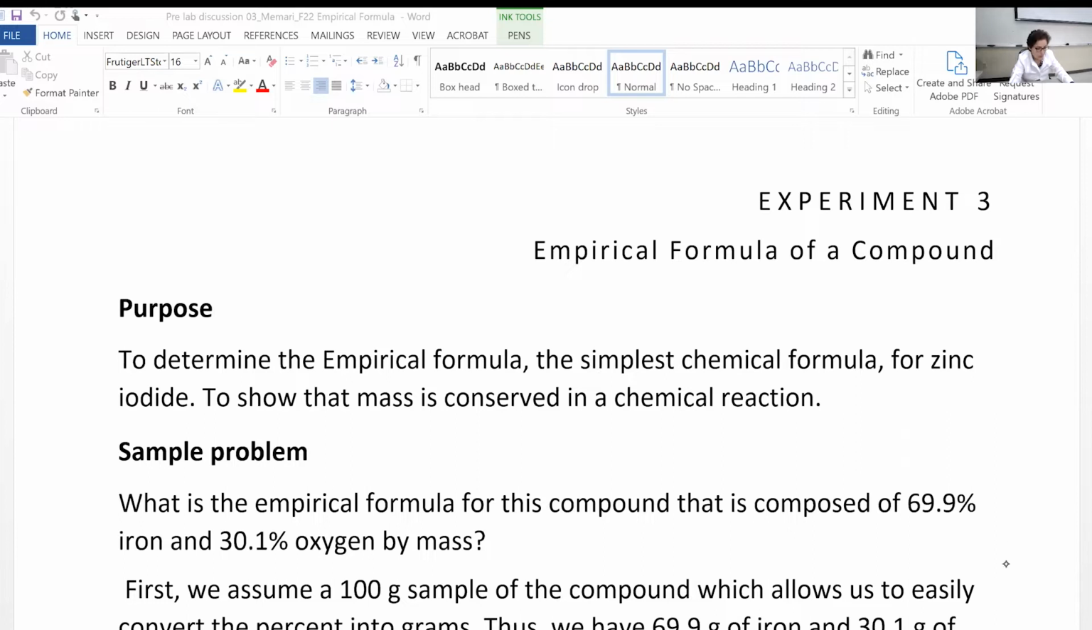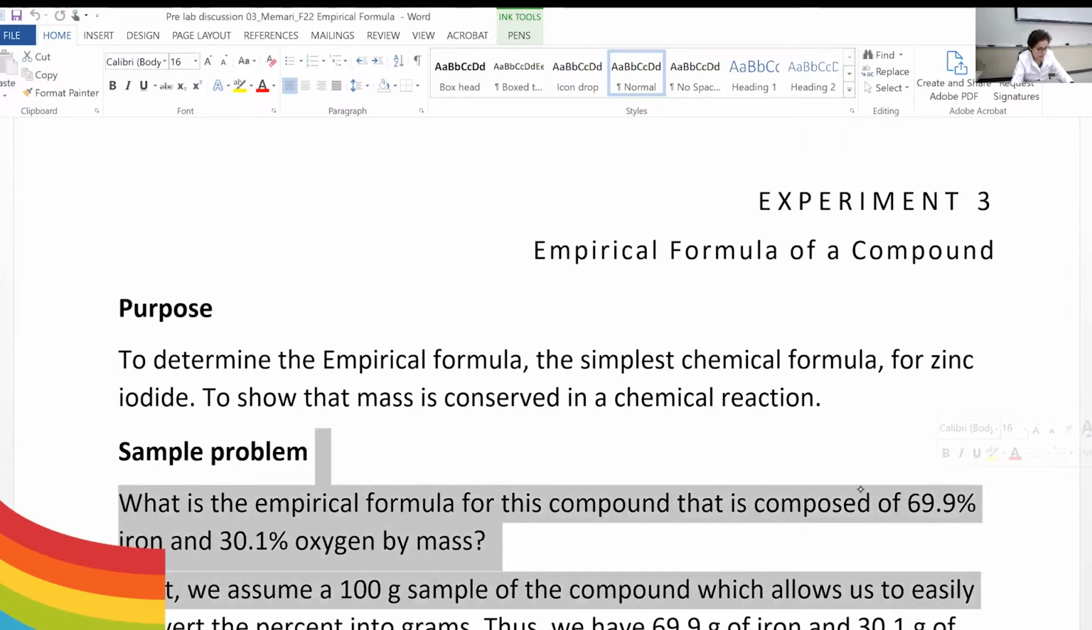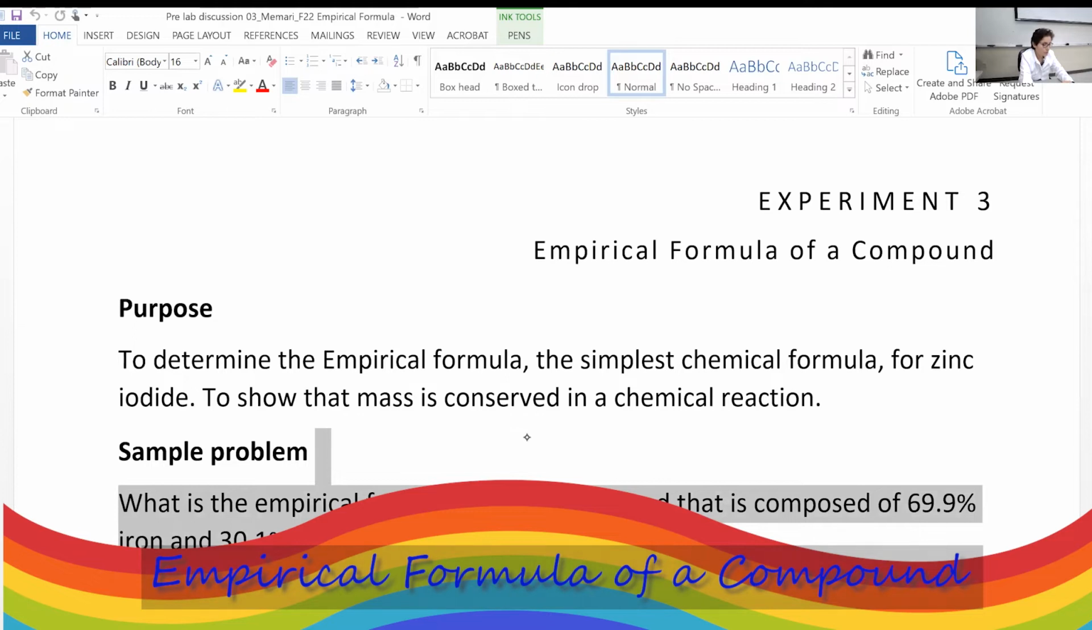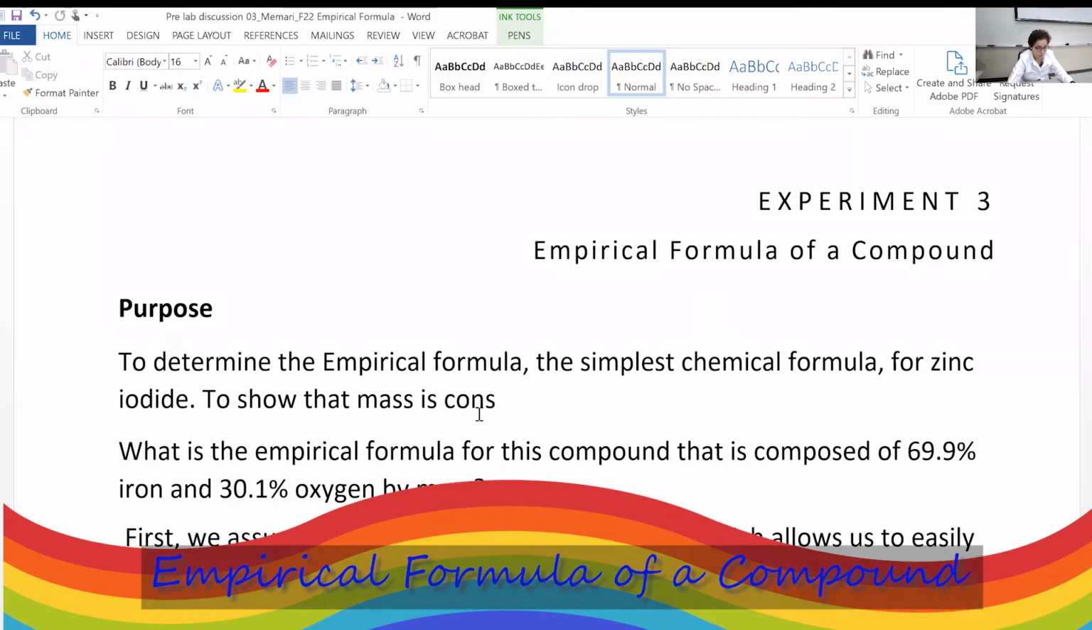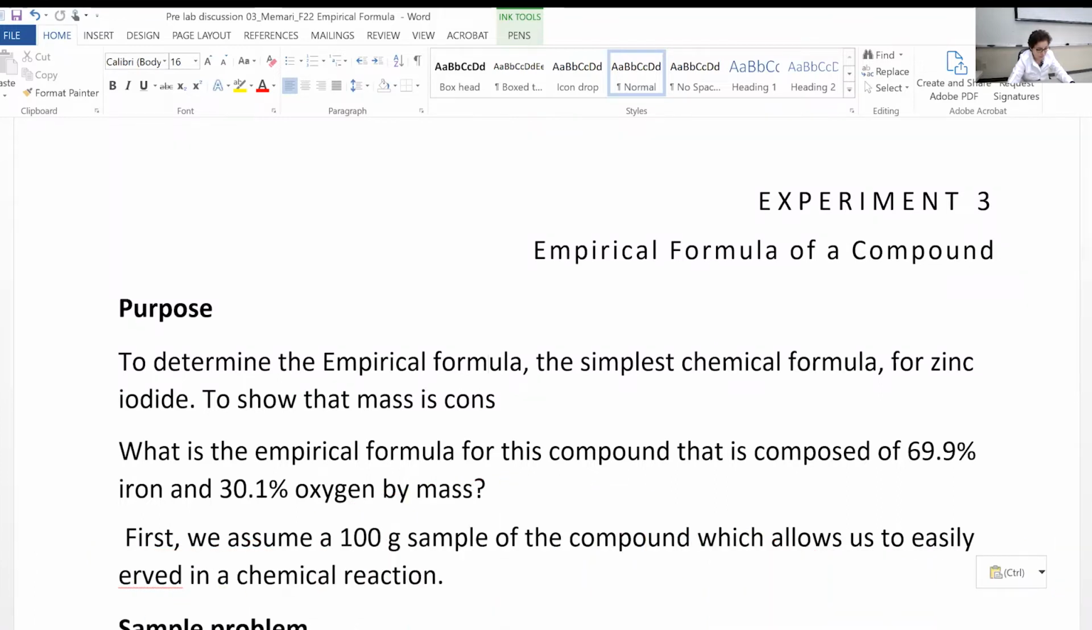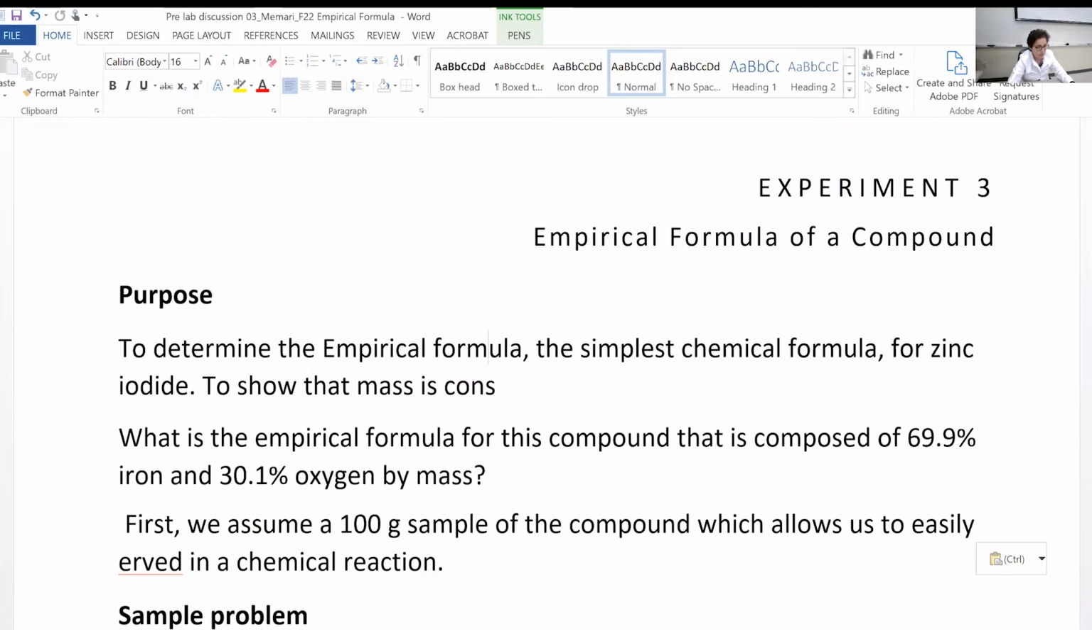So I'm going to cover this and make sure that you can do the calculations for the experiment, so you can answer the questions on the pre-lab assignment. I will use a sample problem.